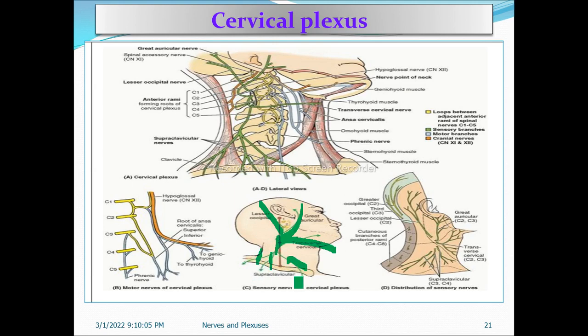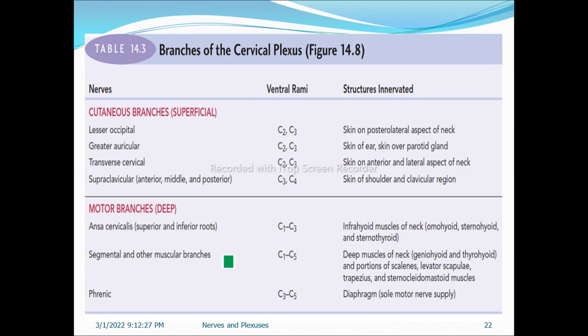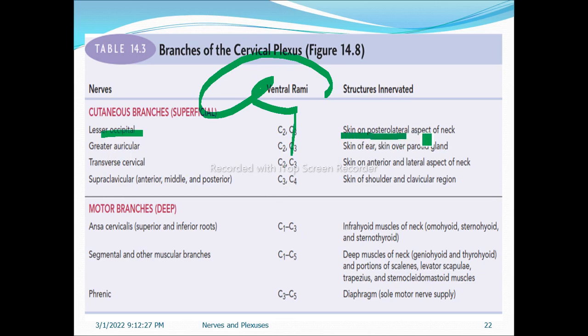The middle and anterior branches supply around the clavicular area, whereas the posterior one supplies the shoulder area. So this is the cervical plexus. As we have mentioned, these are the ventral rami of C2 and C3. The lesser occipital is mainly C2, and it supplies the skin on the posterolateral aspect of the neck.